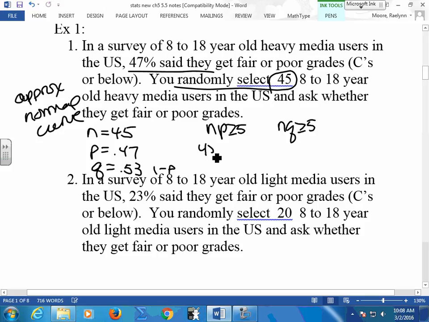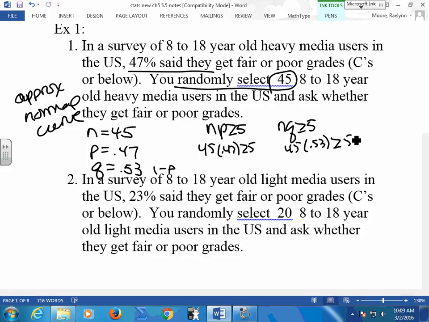So we take your 45 and we multiply it by your 0.47, and we say is this greater than or equal to 5. We take your 45, we multiply it by the 0.53, and we say is this greater than or equal to 5. And in both cases, they are both greater than or equal to 5. One is 21 point something, one is 23 point something. So therefore we can say, yes, this approximates a normal curve.